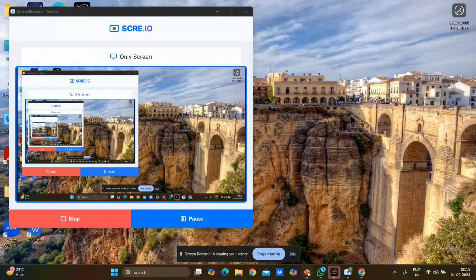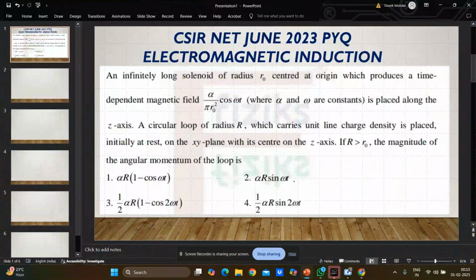Okay, so today I am going to discuss another problem from CSIR NET June 2023, and this year actually I wrote this exam. So this is a topic from electromagnetic induction. So this is actually a good concept. Now let's read the problem, pause the video first and give a try by yourself, and then look at the solution.